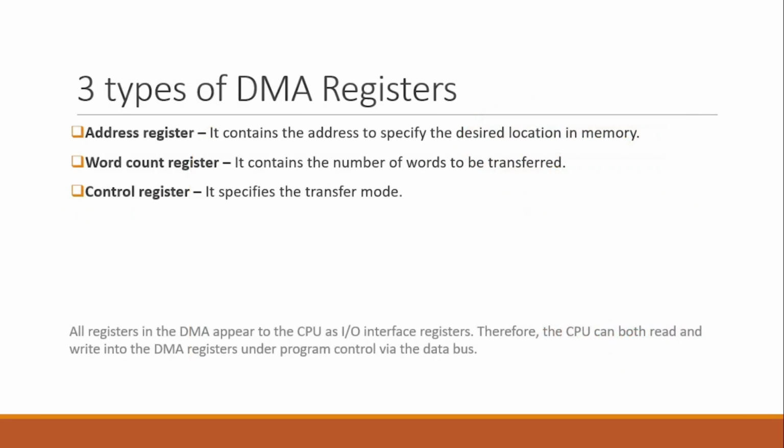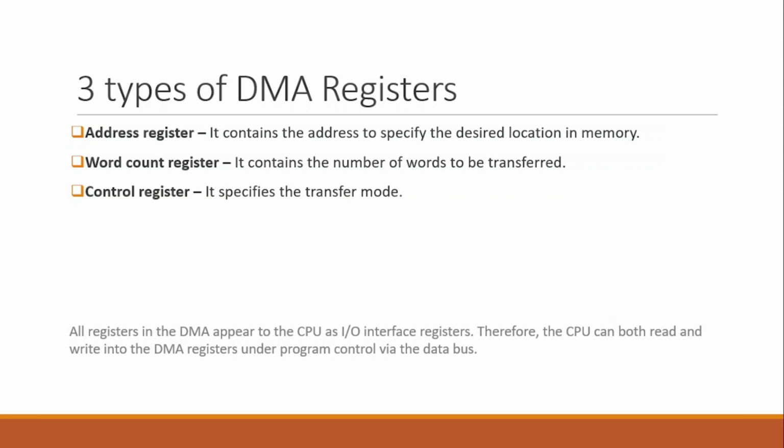There are three types of DMA controller registers. First one, address register, second one is word count register, and third one is control register. So address register contains the address to specify the desired location in memory. Word count register contains the number of words to be transferred, and control register specifies the transfer mode.